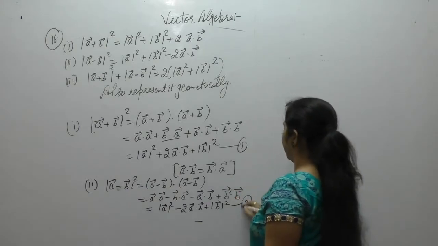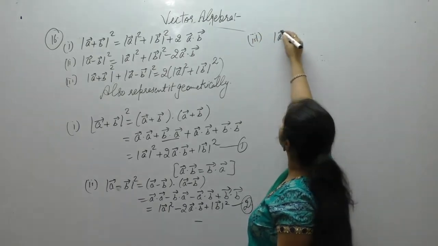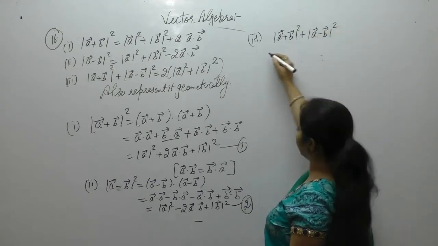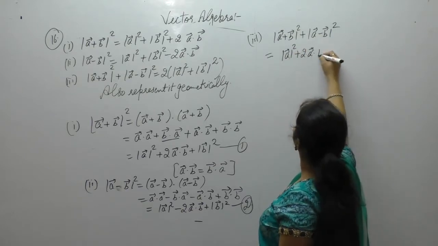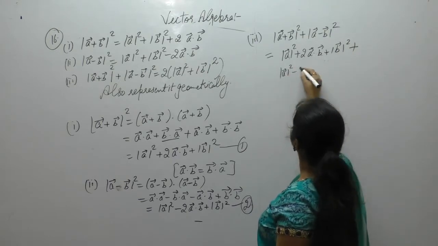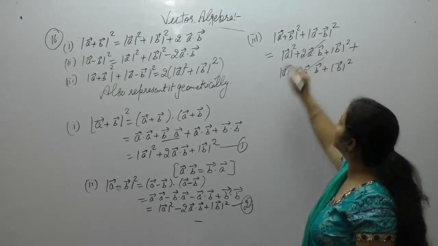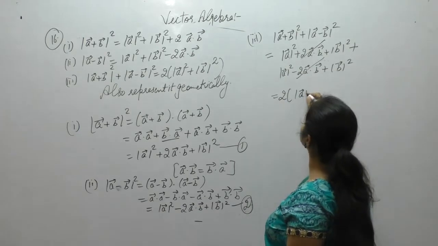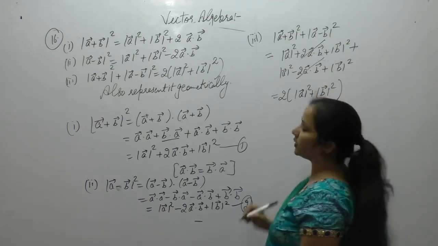For the third part, add these two equations. What we get? Modulus of A plus B whole square plus modulus of A minus B whole square. Add the right hand terms: 2A dot B plus modulus of B square plus modulus of A square minus 2A dot B plus modulus of B square. This term will get cancelled. So 2 times modulus of A square plus modulus of B square.